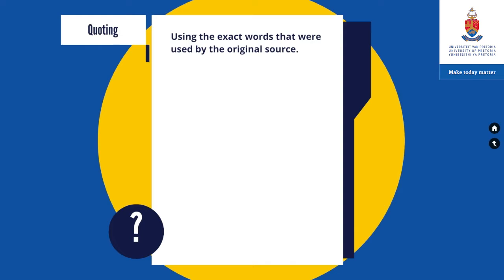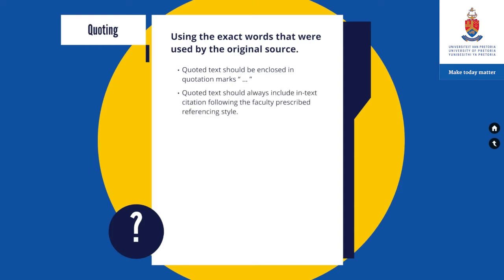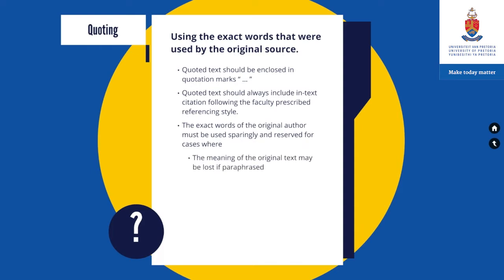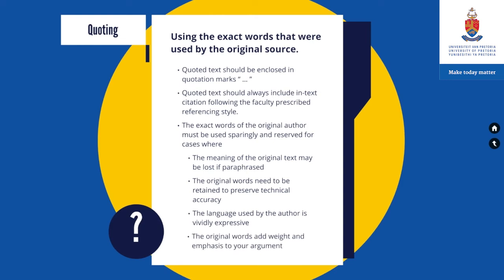Direct quotation refers to using the exact words that were used by the original authors. Remember that quoting text should be enclosed in quotation marks, and it should always include an in-text citation following the faculty-prescribed referencing style. We have mentioned earlier that the exact words of the original author must be used sparingly and reserved for cases where the meaning of the original text may be lost if paraphrased, or the original words need to be retained to preserve technical accuracy, or the language that was used by the author is vividly expressive, or the original words add weight or emphasis to your arguments.